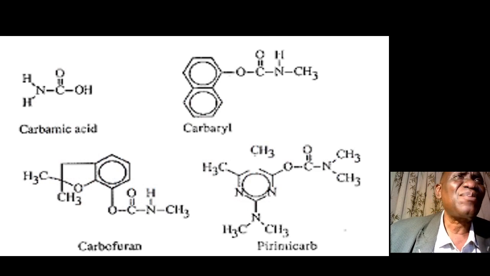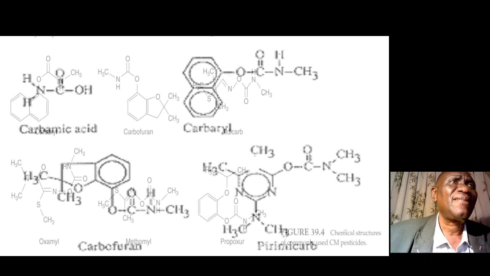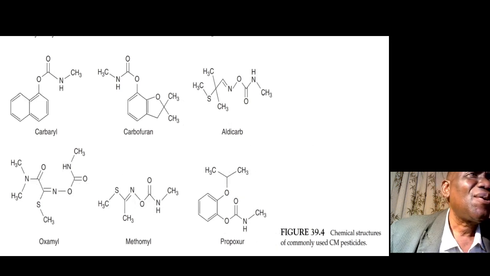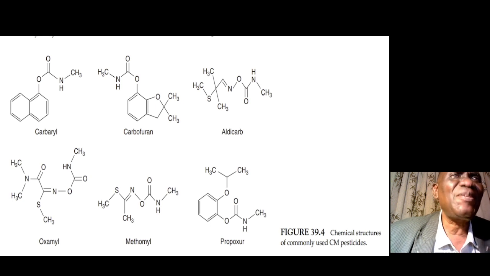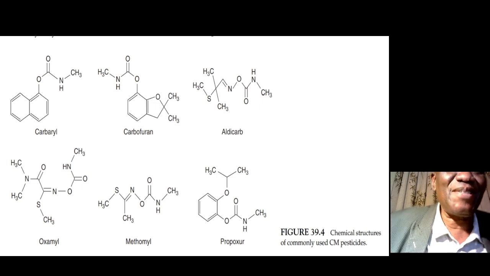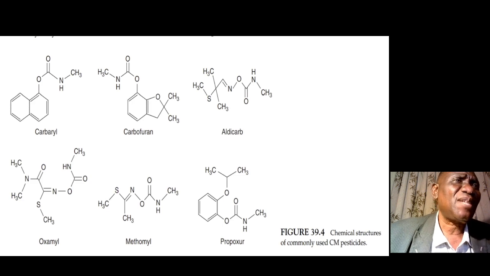Here we've got examples. The ones which are common are carbaryl, pirimicarb, carbofuran. I mean, you may have come across these. They originate from the carbamic acid. We have these several: aldicarb, oxamyl, methomyl, propoxur. I mean, some of you are the experts in these pesticides. Some could be nematicides. Maybe you'll correct me on that one.